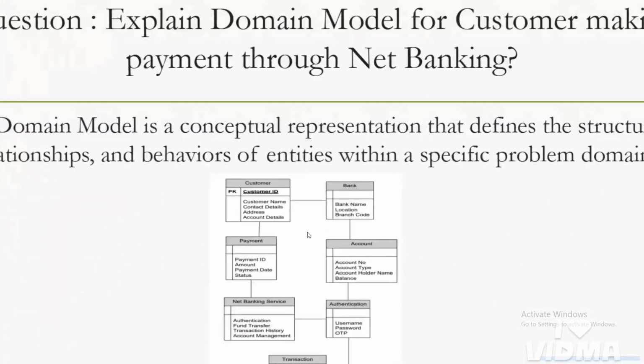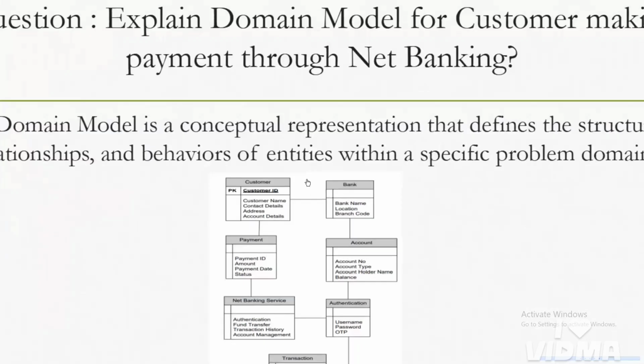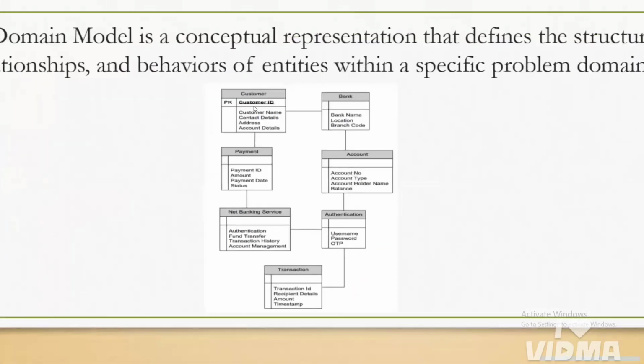So here you can see this customer. The customer ID will be the primary thing, and it shows the relations to that customer. The customer ID, he will be doing this payment. For payment, we have another database, and the customer will have the bank, right? The bank name, location, branch code, account type, account number, and authentication.